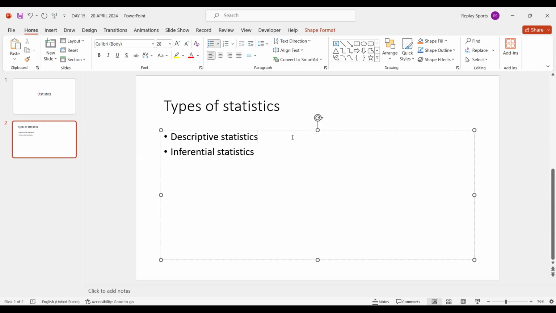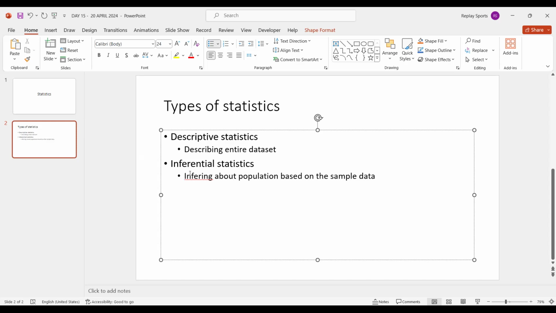So descriptive statistics is about describing the entire data set, and inferential statistics is about inferring about the population based on sample data. Sample data is possible to get, so we try to infer what will happen, inferring about the population based on sample data, while descriptive describes the entire data set.